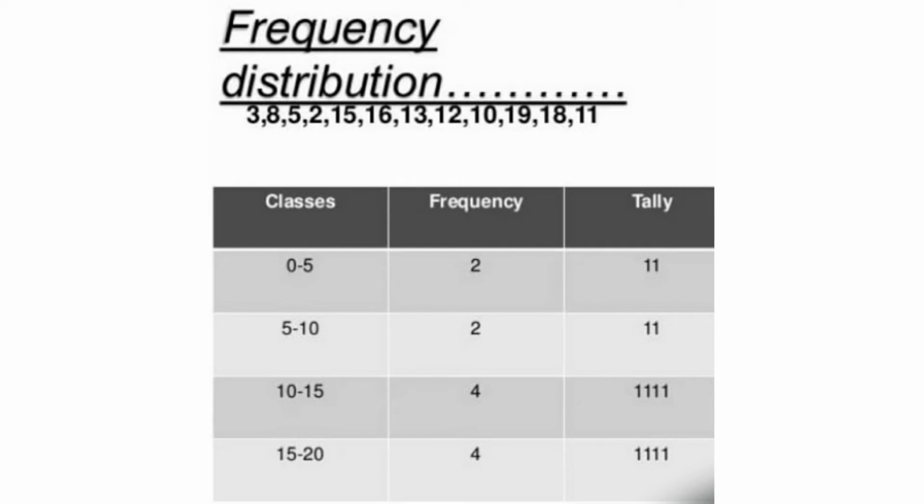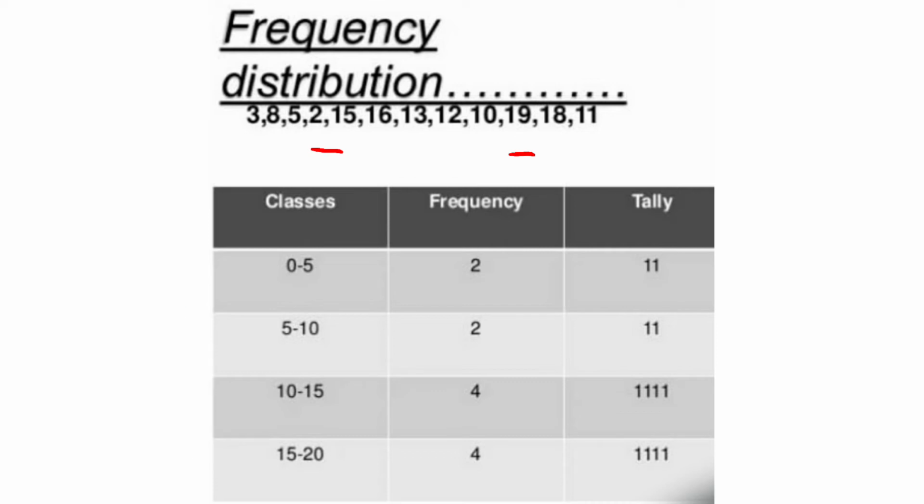If you want to group the data, what do you have to see? You have to see the lowest value. What is the lowest value? 2. What is the highest value? 19. So this gives you an idea from where you have to start the class boundaries. You can start from 0 and complete with 20. Here I have formulated 4 classes: 0 to 5, 5 to 10, 10 to 15 and 15 to 20. Like that you have formulated the classes.